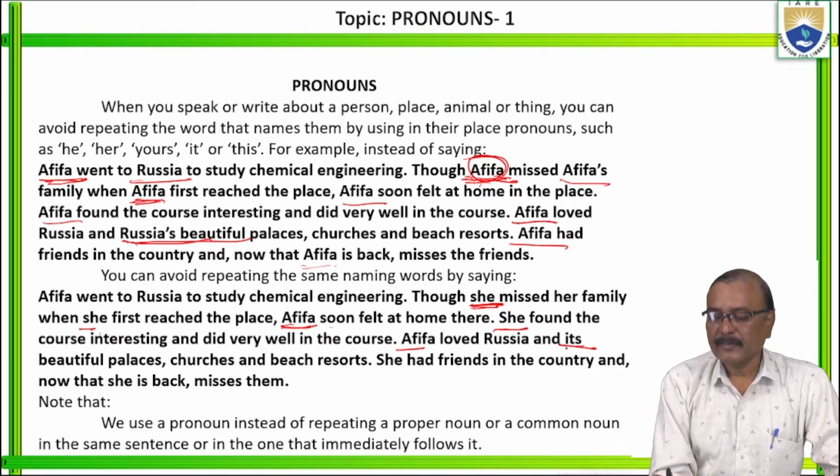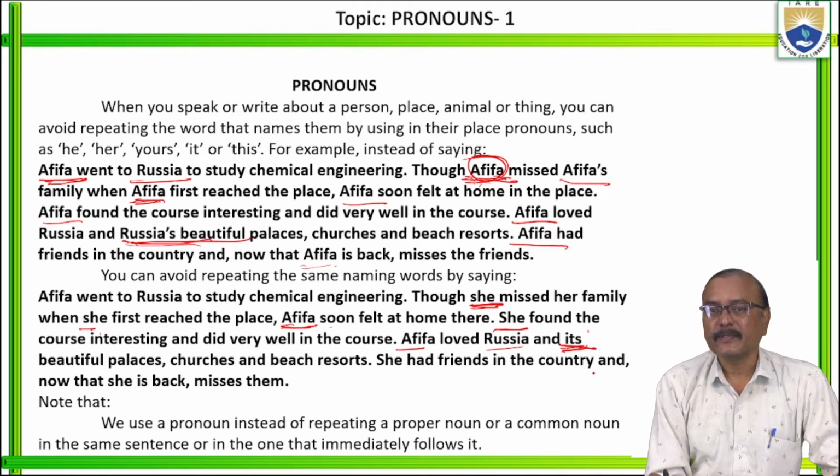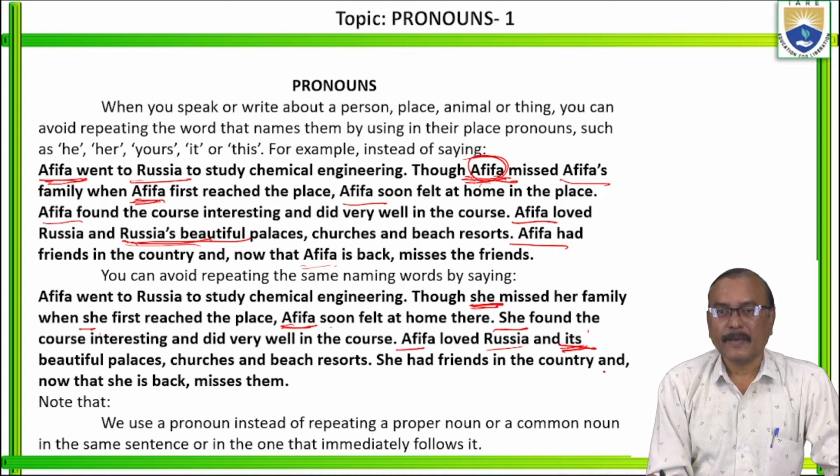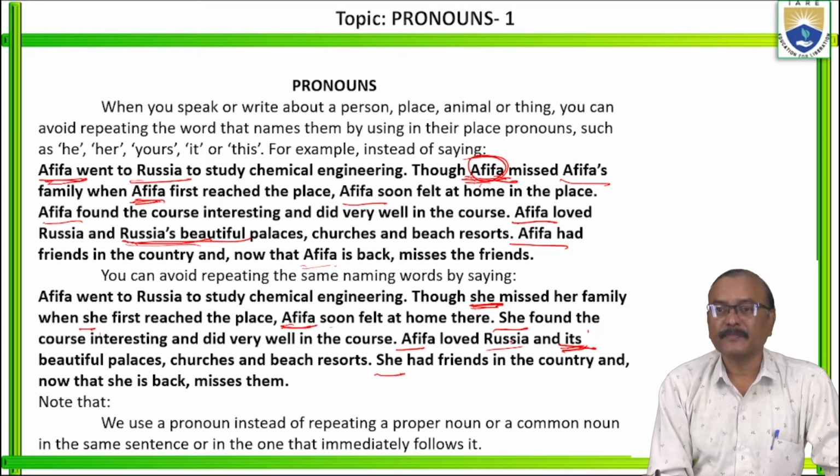Here, instead of Russia's, we need not repeat the Russia name a second time. Is it clear? It is in the possessive case. So instead of Russia's, we can use its beautiful palaces, palaces, churches and beach resorts. She had friends. She means Afifa.